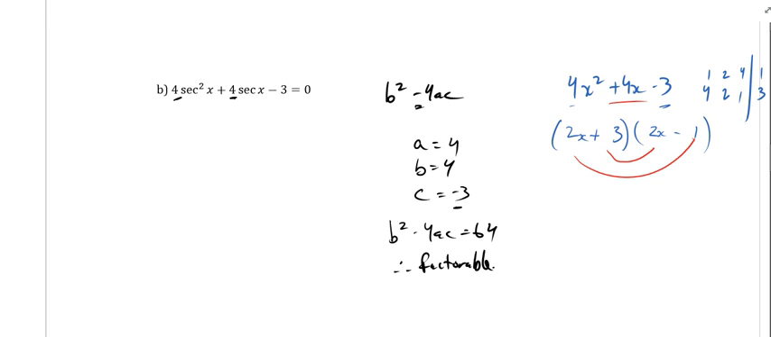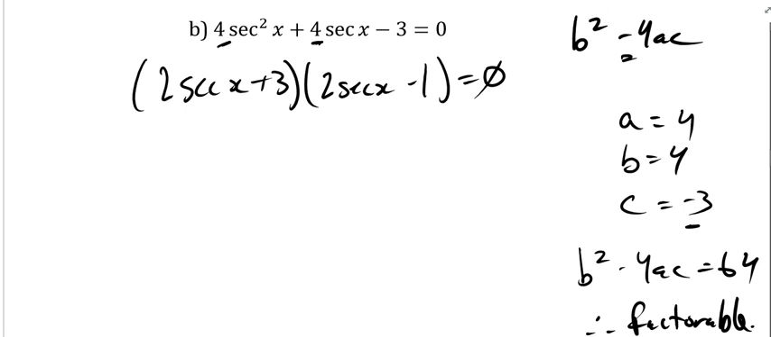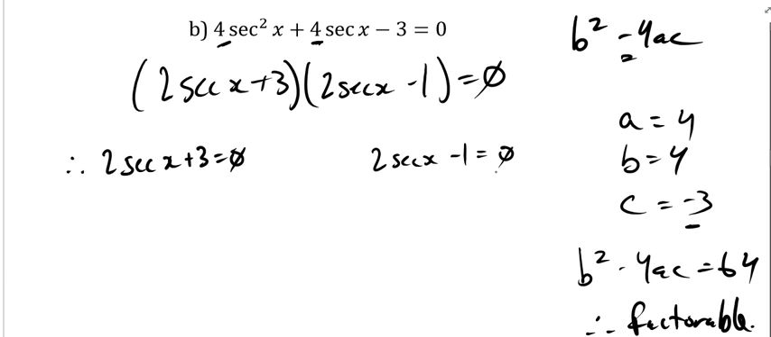Now let's do it with our secants. So I get 2 secant x plus 3 times 2 secant x minus 1 equals 0. Therefore, secant x, you can do it the long way. I'll do it the long way, but you can jump straight to the next step if you want. One or the other or both of these equals 0. And again, in one case, maybe it will equal 0. In the other case, it won't. We'll see.